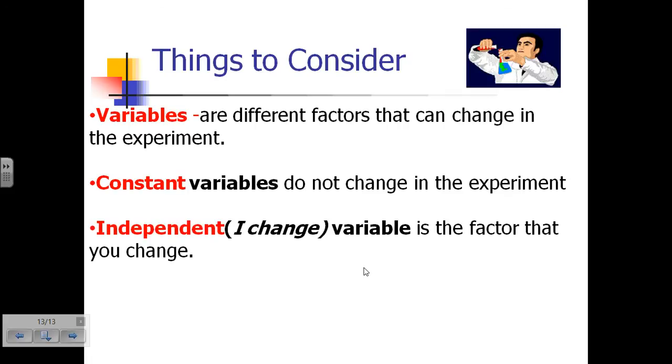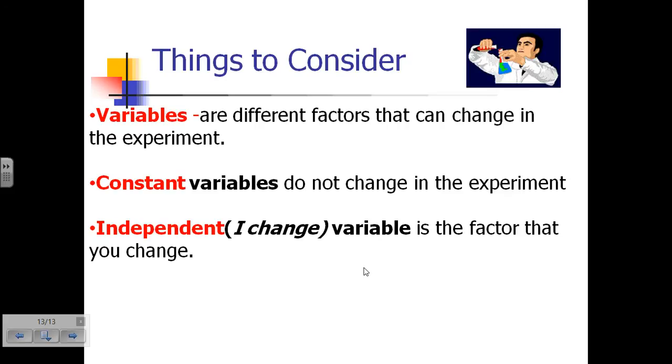Now, the other variable out there is called the independent variable. This is the "I change" variable. This is the thing that, when you're conducting an experiment, you can control. You can change what you want to change in your variable. If I want to design an experiment to determine which jacket keeps me the warmest, then I change the different types of jacket material that I use. And that is what my independent variable is. It's the factor that you, the experimenter, change.